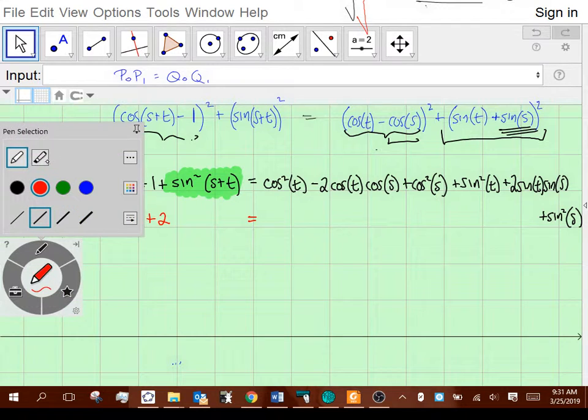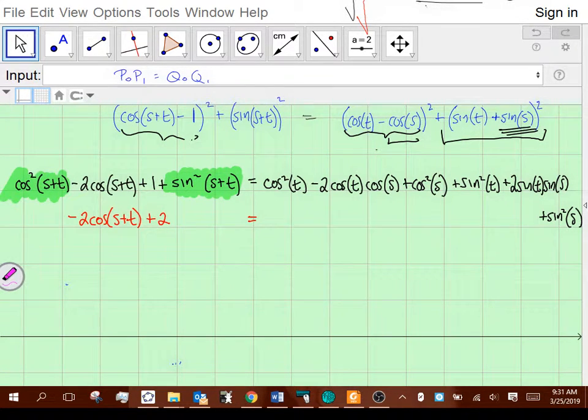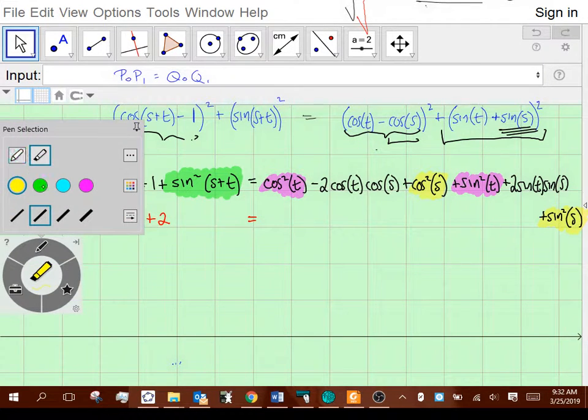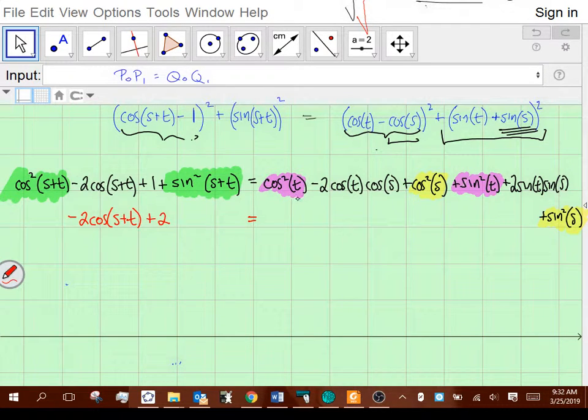The right-hand side, we should have some similar things occurring. We have a cosine squared t. We have a plus sine squared t. What's that turn into? That's 1 as well, right? We also have a cosine squared s and a sine squared s. What's that turn into? 1 as well. So coupled with the other one, that's a total of 2. So on the right-hand side, we've got 2 minus 2 cosine t cosine s plus 2 sine t sine s.